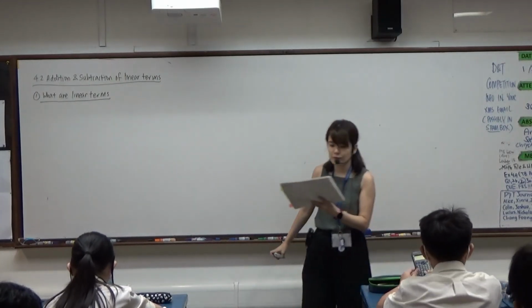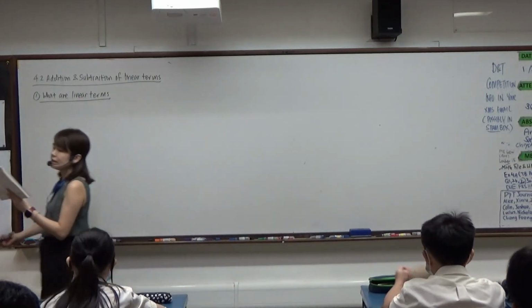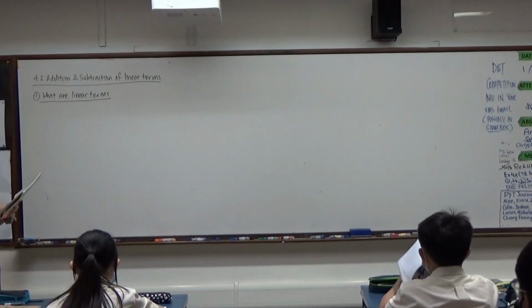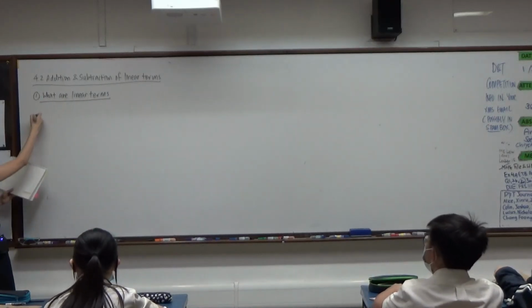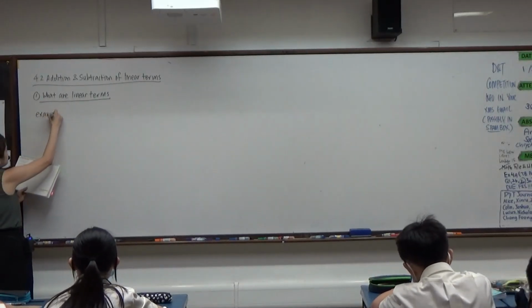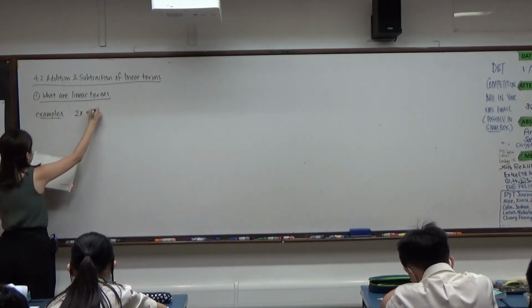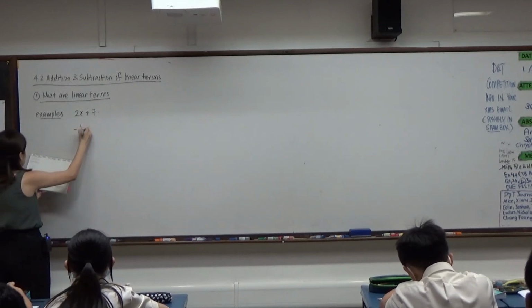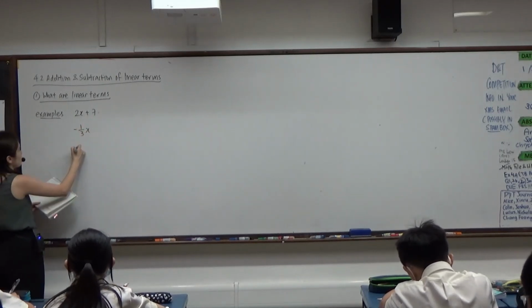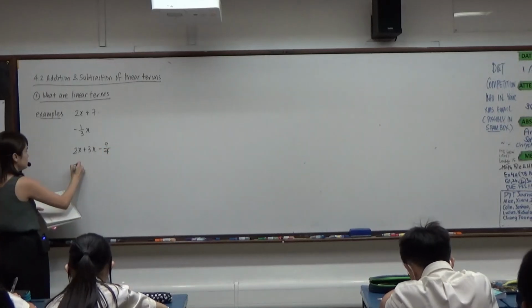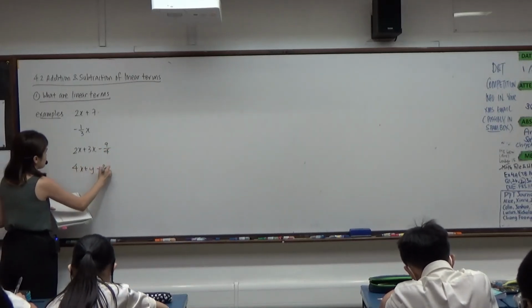Okay, so now for linear terms, it is a linear expression in one variable. I think it's easier if you look at examples. So we have 2x plus 7, negative 1/3 x, 2x plus 3x minus 9/4, for example, 4x plus y minus 8.